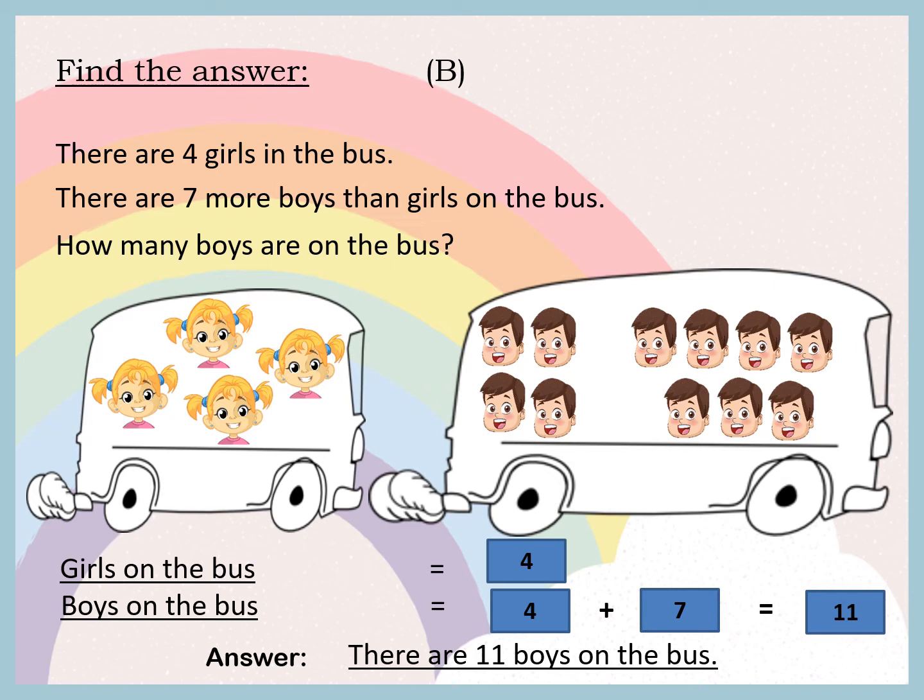Very good. So this is still addition. But in this situation, we are trying to understand the problem. Again, there are 4 girls on the bus. And there are 4 boys on the bus plus 7 more. So 4 plus 7 equals 11. So there are 11 boys on the bus. Good job. The number of boys on the bus is much bigger than the number of girls on the bus.